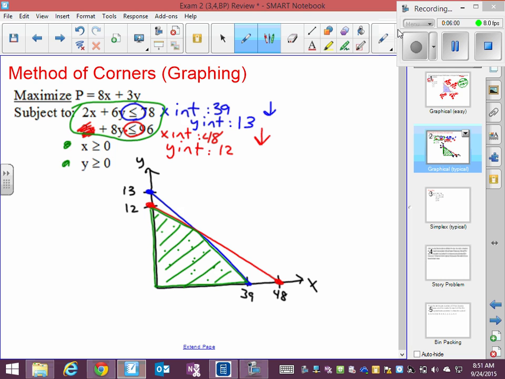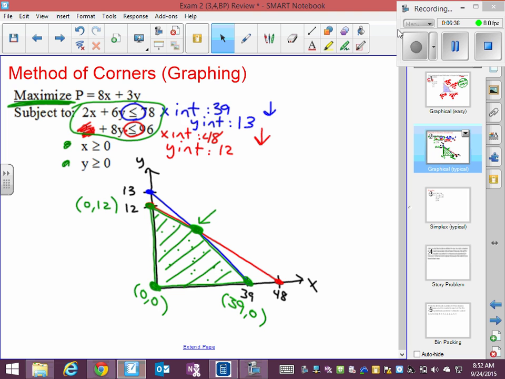But we've got a theorem that says if there is a maximum, remember we're trying to maximize, we know it's going to be at a corner. So that's why we need to label these corners. This one would be 0, 0. This one would be 39, 0. This one would be 0, 12. This one's the only one that's kind of hard to find. We know how to find it using Algebra 1 techniques or Algebra 2 techniques or graphing calculators or computer. We've got several different methods for finding it.